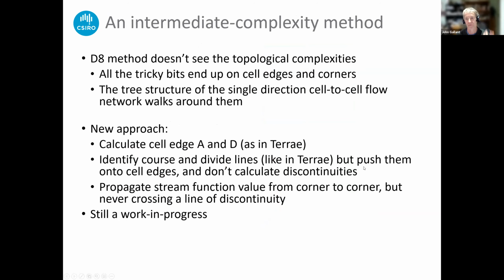So there's a simpler method which takes a leaf out of the D8 method in that it doesn't deal with all the topological complexities directly, but it works around them by forcing them onto cell edges and essentially works around things rather than having to account for them explicitly. I won't go into more detail on that.